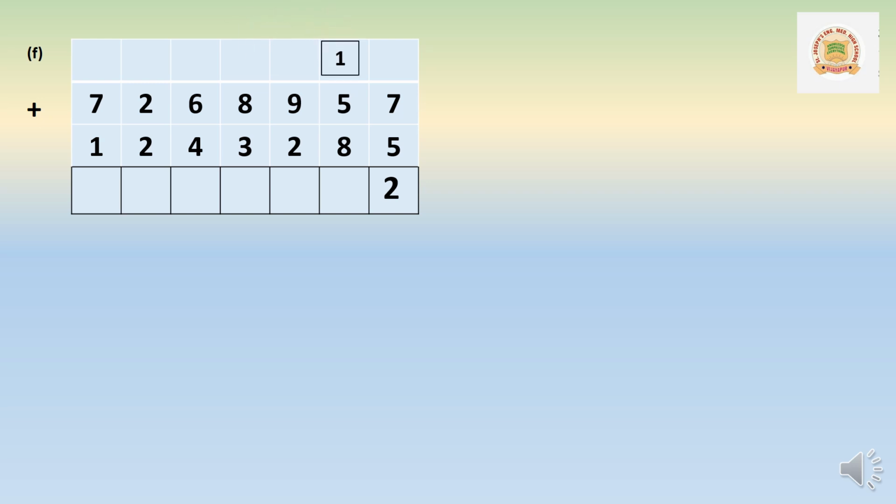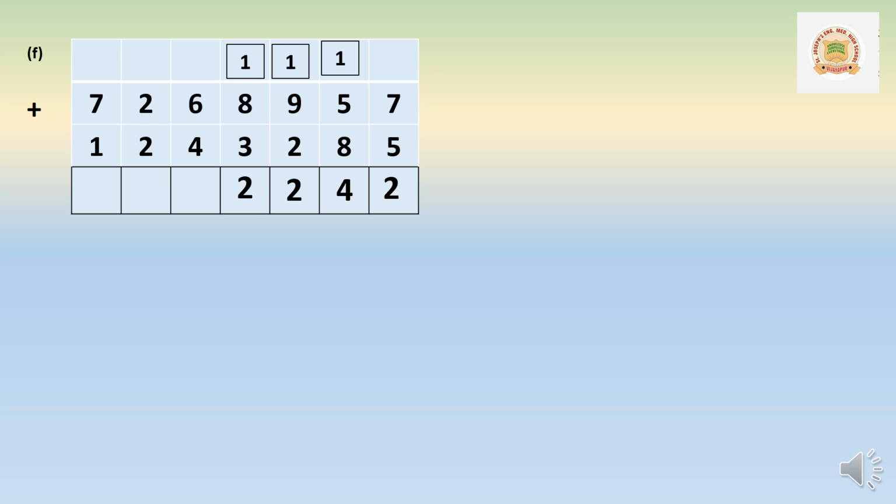1 plus 5, tens place number, children. 1 plus 5, 6. 6 plus 8, 14. 4 will be in the tens place, 1 will be carried. So, hundreds place number add, children. 1 plus 9, 10. 10 plus 2, 12. 2 is in the hundreds place, 1 will be in the thousands place. Now add the thousands number. 1 plus 8 is 9. 9 plus 3 is, how much?